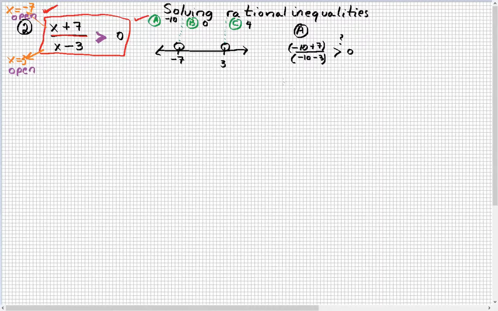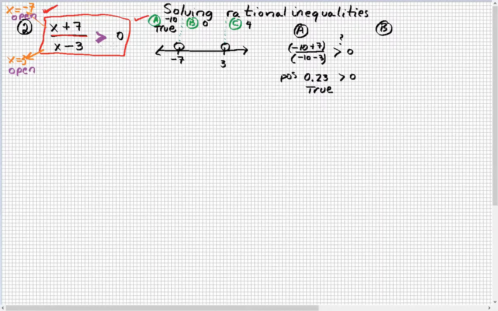All right, I'll give you time to put it in your calculators. If not, pause. I got 0.23 on my calculator. And the question is, is this greater than 0? Yes, because it's a positive number, and all positive numbers are greater than 0. So I have a true statement for A.